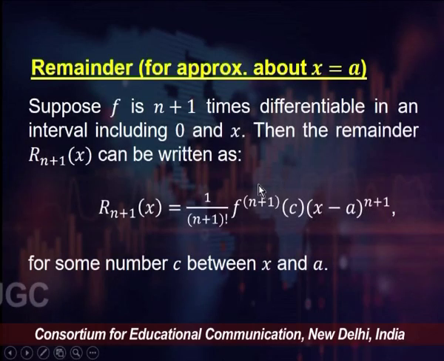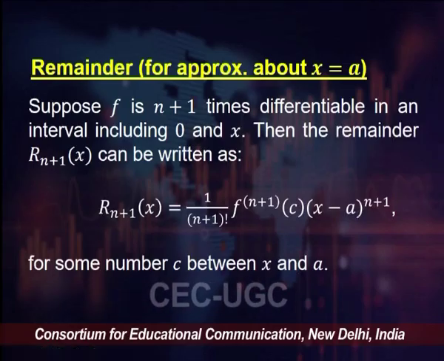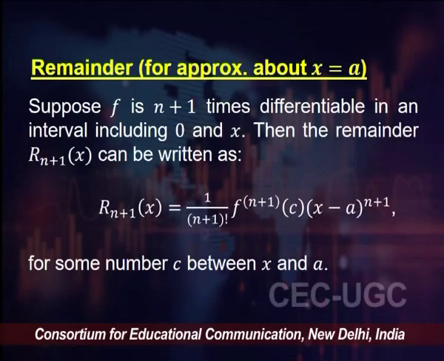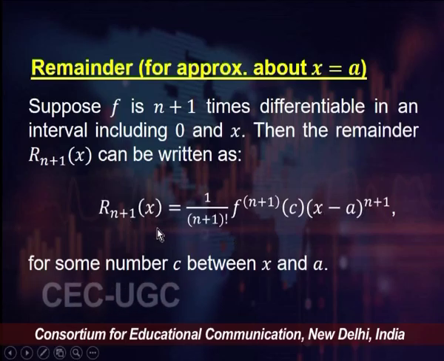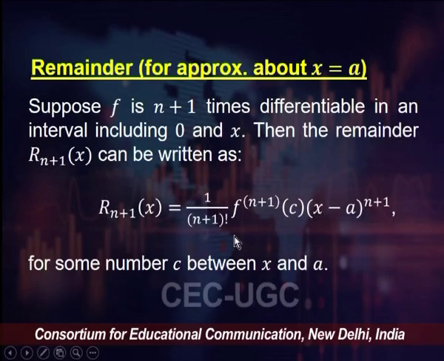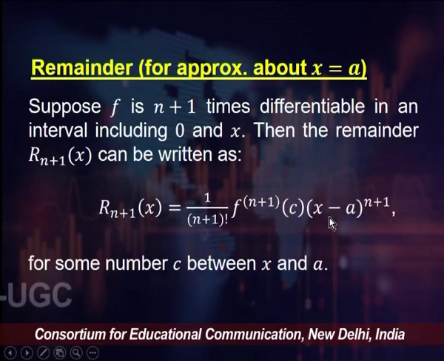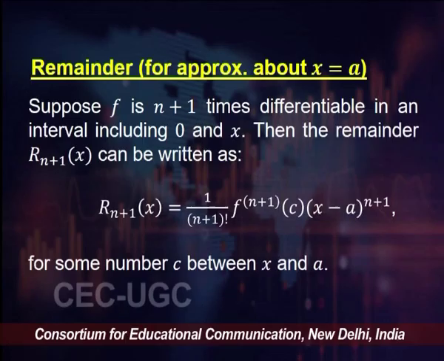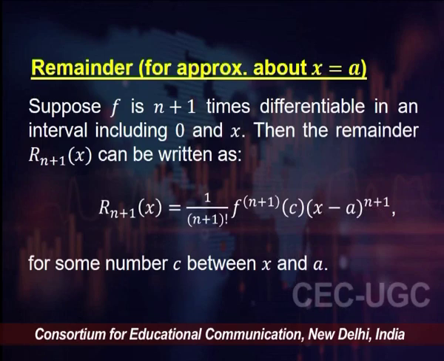Just as an aside, because sometimes you may be dealing with approximations around x equal to a in general, not necessarily x equal to 0 in particular. In that case, the only difference is that the remainder term is the same, except that now instead of x to the power n+1, you have (x minus a) to the power n+1, and c now is some number between x and a. So, just take note of this, otherwise everything remains the same.